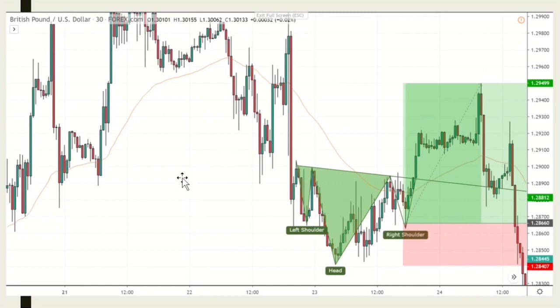And that's just how you need to be aware to look at these things. The neckline stays constant, and the left shoulder and right shoulder stay constant as well. And the head has to be beyond the shoulders. That's all that it takes to spot a head and shoulders and inverse head and shoulders candlestick formation.